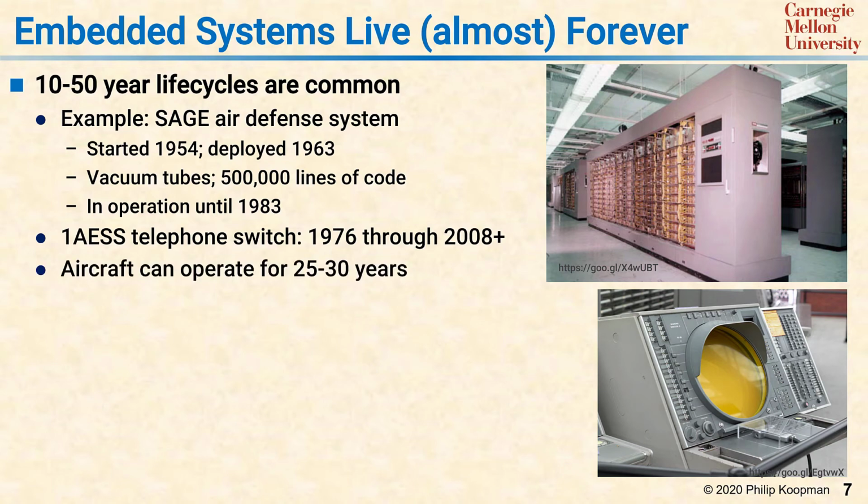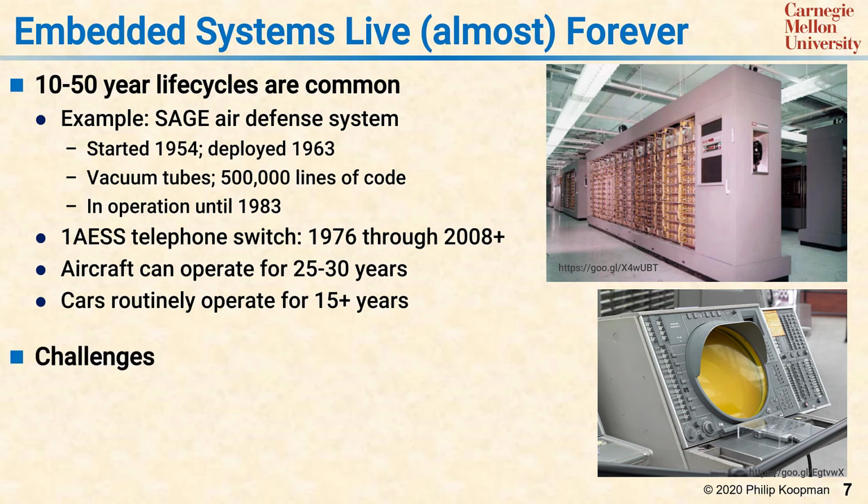Aircraft can easily operate for 25 to 30 years, sometimes up to 50 years. Eventually, they get new computer systems, but old computers can last a really long time before being replaced in those systems. Even everyday cars routinely operate for 15 years or more without anyone changing out the engine controller and the other electronics. These long lifetimes bring significant challenges.